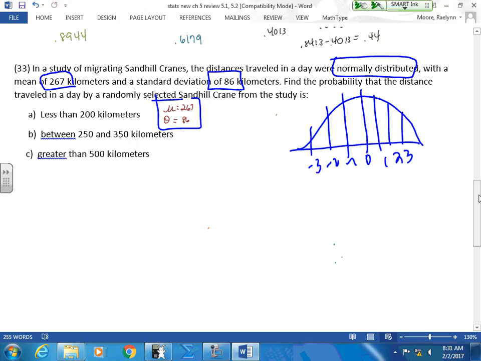Mean in the middle. And what do I do to move up here? What do I do to go to the next one? Good. You keep adding 86. So this becomes 353. This becomes 439. And this becomes 525. I have a better view of what's happening once I put all my x's there.